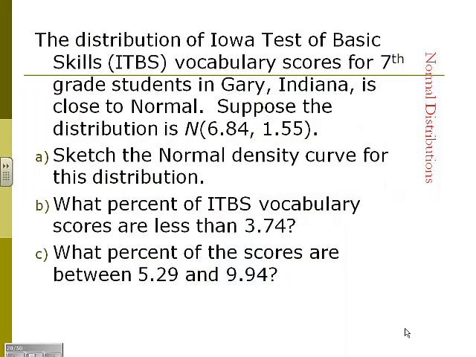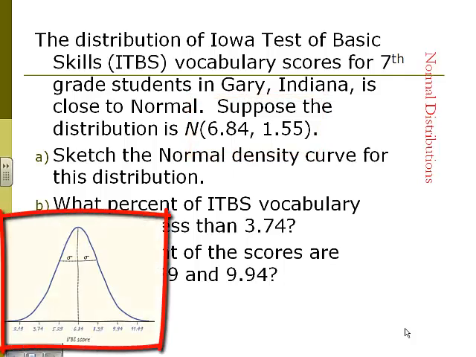Alright, so then how do we use this? The distribution of Iowa Test of Basic Skills vocabulary scores for 7th grade students in Gary, Indiana. The Iowa Test of Basic Skills is something that a lot of students take in middle school to basically figure out how they're doing. And so it's a normal distribution with a mean of 6.84 and a standard deviation of 1.55. So a couple of questions, typical questions that you would expect to see on a test or a quiz. First, sketch the normal density curve for this distribution. So that's what it would look like.